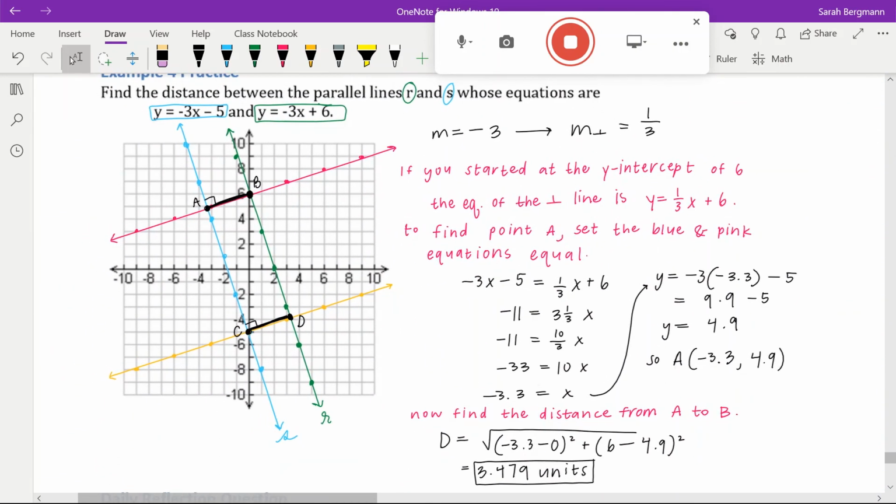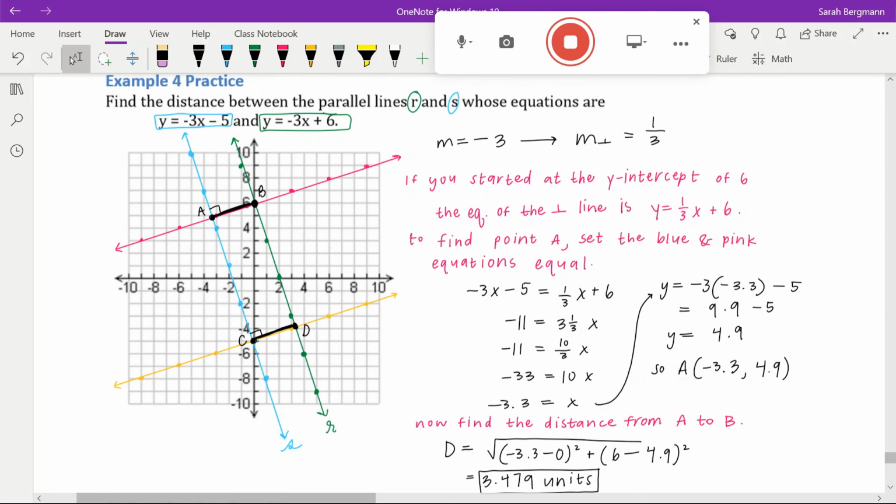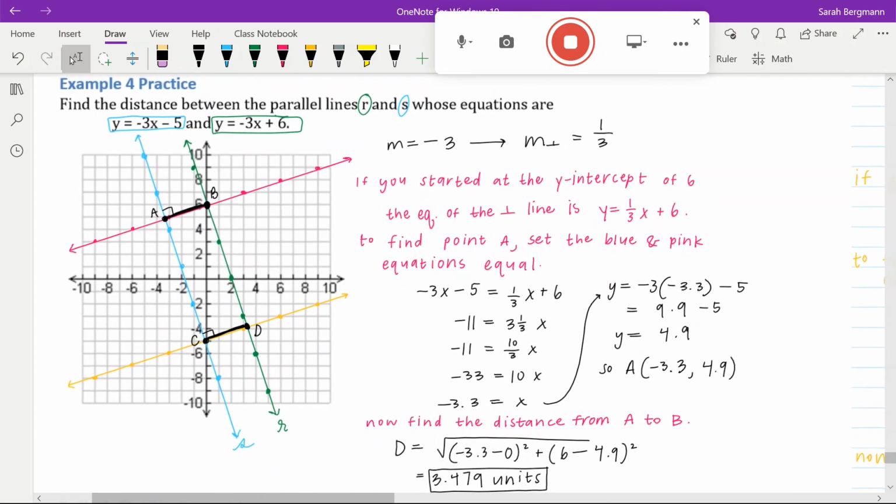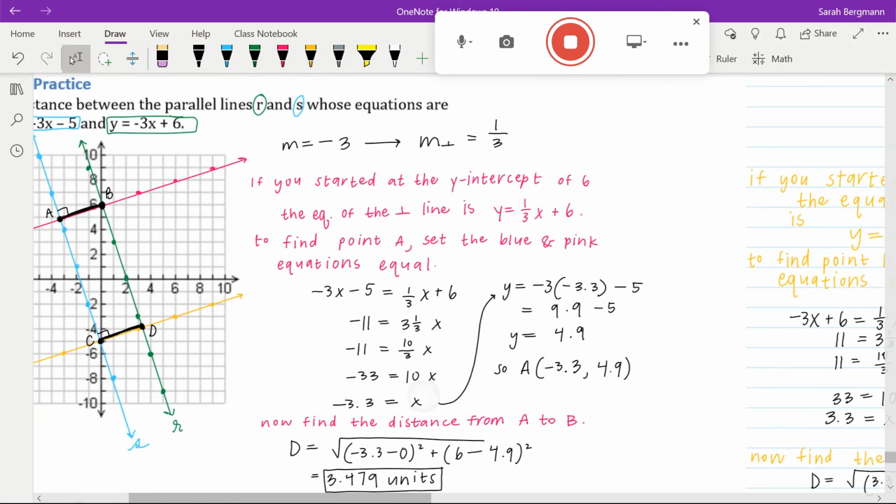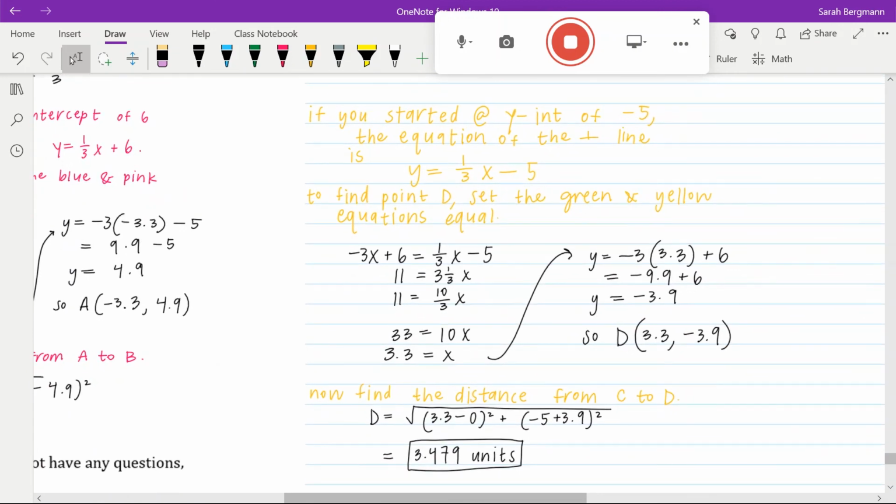Alright, so it depends on whether you start at the y-intercept of the blue or the green line as to what your answer is going to look like here. So if you started at the y-intercept of 6, here's what your answer should look like. So if you started on the green line, this is what it should look like. However, if you started on the blue line at the y-intercept -5, you'll get the same answer, but you'll have a little bit different work in between. Here's the answer for that.